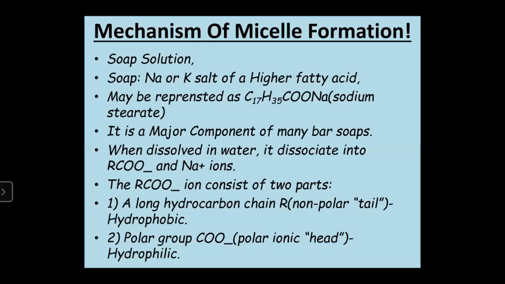Soap may be represented as C17H35COONa. It is also called sodium stearate. It is a major component of many bar soaps. When dissolved in water, it dissociates into RCOO minus ion and Na plus ion. The RCOO minus ion consists of two parts. First, a long hydrocarbon chain R, a non-polar tail, which is hydrophobic. Second, the polar group COO, which is hydrophilic.